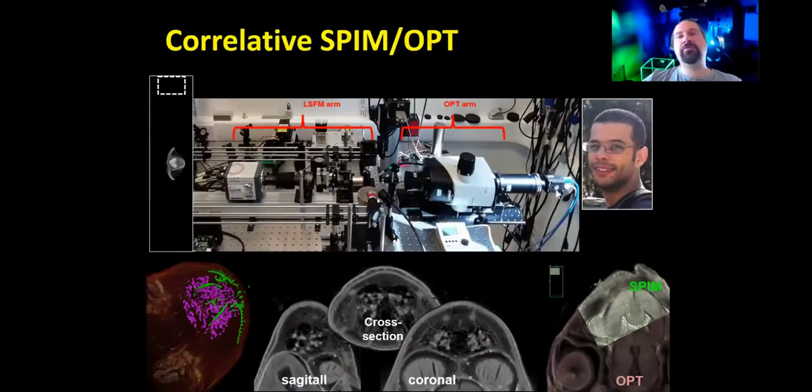And as you see, with optical tomography, you can use small, cheap cameras, whereas with light sheet microscopy, you typically have to resort to high sensitivity, more expensive cameras.